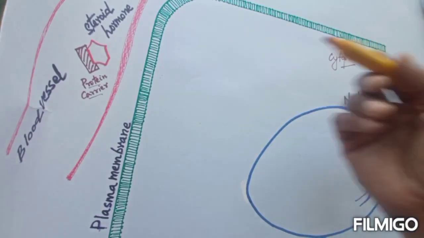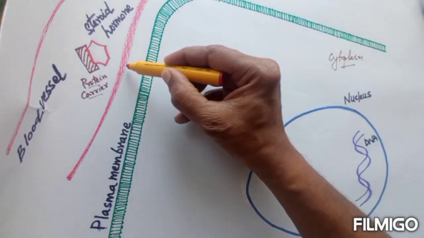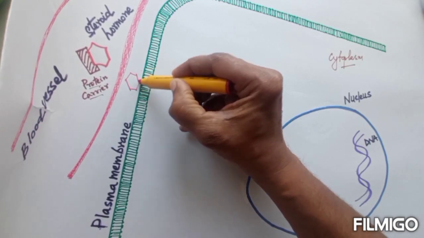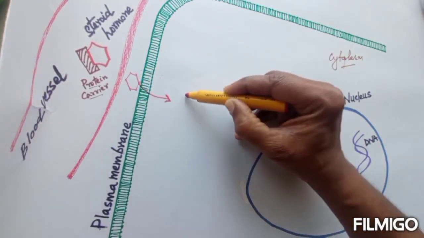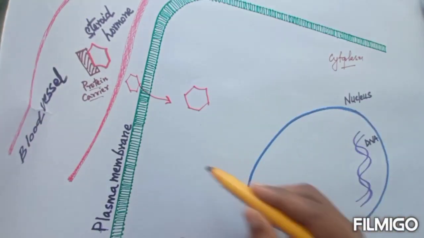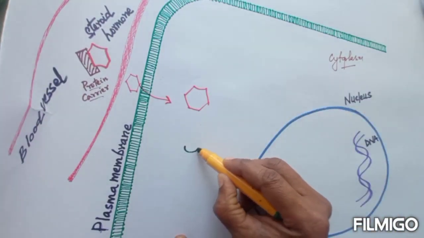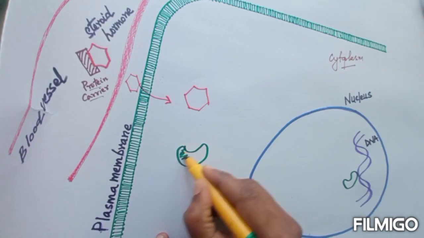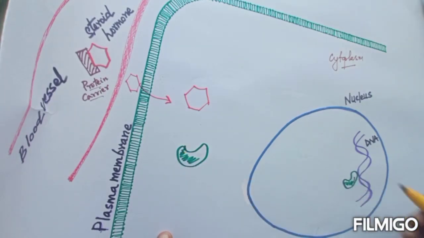So when steroid hormones are released like this, they can cross the membrane and reach the cytosol, where they will meet with the mobile receptors, either in the cytosol or inside the nucleus. So these are mobile carriers which can carry the steroid hormone inside the cytoplasm or to the nucleus also.